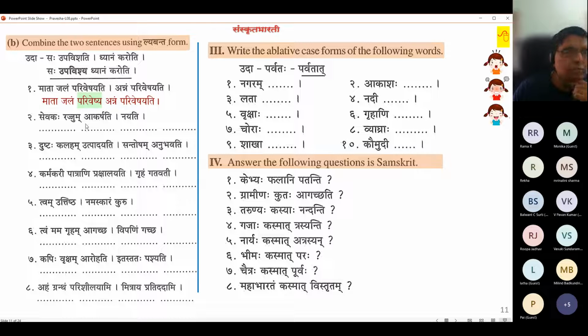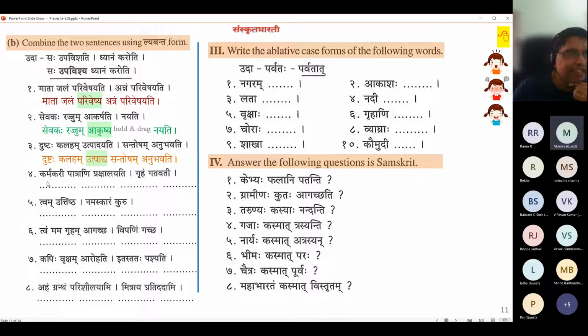Okay. Sevakah rajjum akarshati nayati. Akrishya. Very good. Sevakah rajjum akrishya nayati. So the worker drags the rope and takes. That means he draws something with the rope, something like that. Okay. Hopefully not an expensive suitcase. Dushtah kalaham utpadayati santosham anubhavati. Utpadya. Very good. So the bad fellow, having generated the fight, he enjoys. The world is full of these guys.